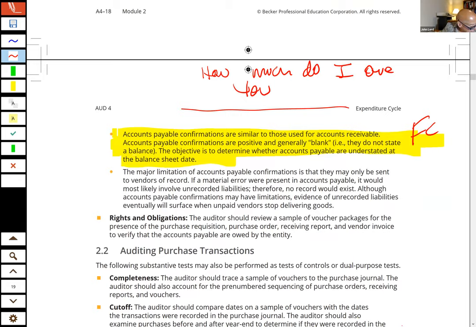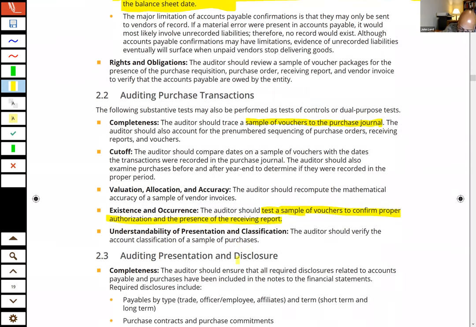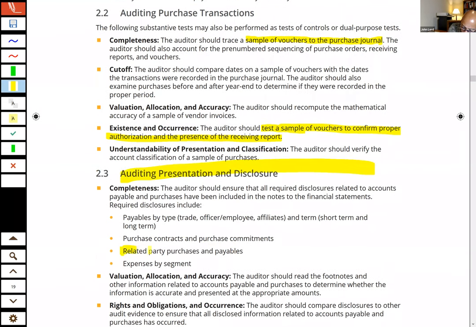Then you come over and you take a look at the auditing of the transactions, okay? For completeness, we should take a sample of vouchers and take them back to the purchase journal. For existence, you're going to go the other way. Test a sample of vouchers to confirm proper authorization and presence in the receiving report. So you go one way and the other way for the completeness and existence assertions. For presentation and disclosure, we're looking for related party purchases, purchase contracts, and purchase commitments. If we have a purchase commitment, we're going to have to take any losses if there's been a drop in the value of an item that we're committed to purchase at a certain amount. And so you would look for those kinds of things.